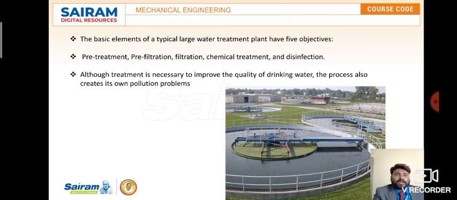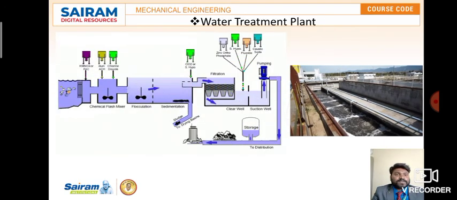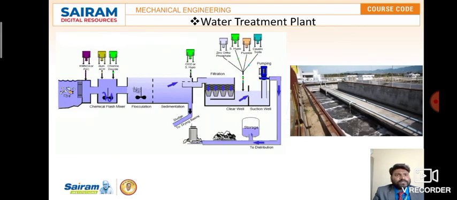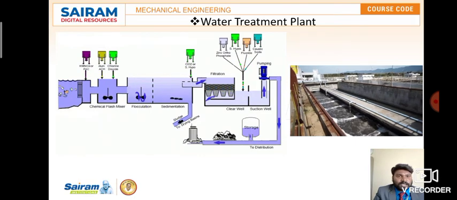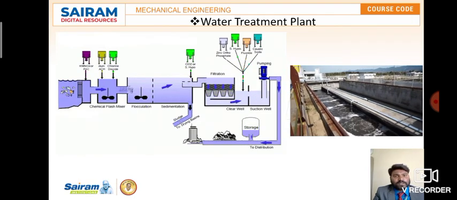Okay, and although treatment is necessary to improve the quality of drinking water, the process also creates its own pollution problems. Absolutely, because we are talking about improving the quality of drinking water in this process. Another advantage is that our own pollution problems will be eradicated slowly by doing this water treatment. Okay, so this is the working principle, nothing to explain here, just for your reference on how the water treatment plant works and functions, right?